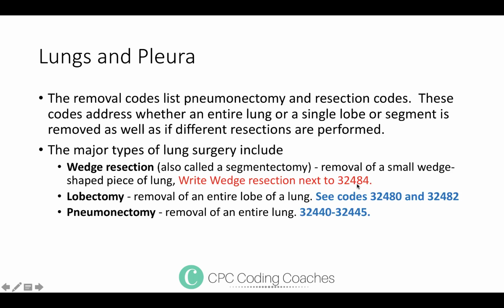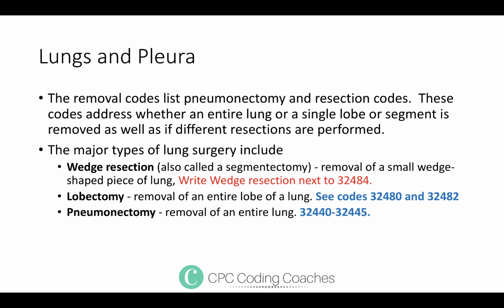Now turn to the lungs and pleura section. The removal codes list pneumonectomy and resection codes. These codes address whether an entire lung or a single lobe or segment is removed, as well as if different resections are performed. The major types of lung surgery include a wedge resection, also called a segmentectomy, removal of a small wedge-shaped piece of the lung. Write wedge resection next to 32484.